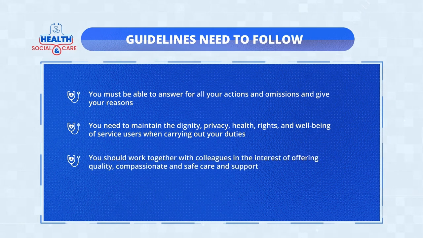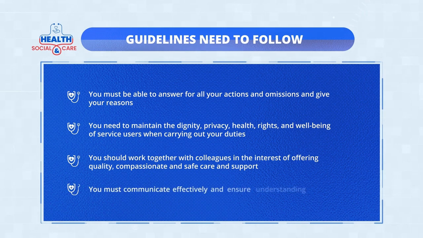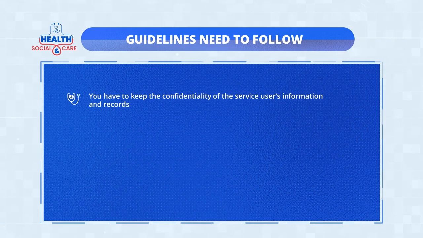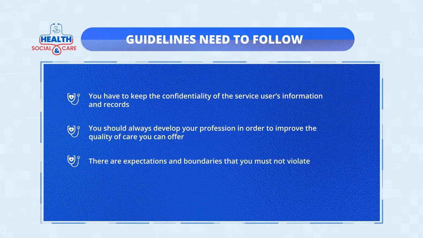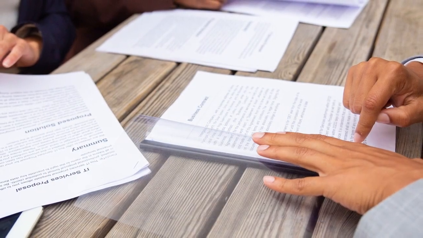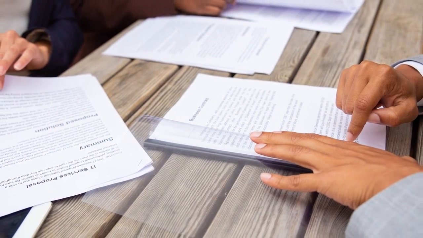You should work together with colleagues in the interest of offering quality, compassionate and safe care and support. You must communicate effectively and ensure understanding. You have to keep the confidentiality of the service user's information and records. You should always develop your profession in order to improve the quality of care you can offer. There are expectations and boundaries that you must not violate. You will get a detailed overview of these codes of conduct in the additional material.